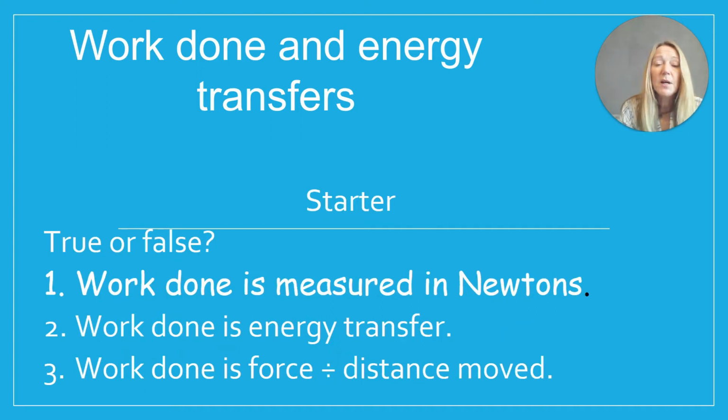So before we start, pause the video and just have a little go at these true or false questions. So work done is measured in newtons is a false statement. Work done is energy transferred, so it's measured in joules. And of course that makes the second statement true. Work done is an energy transfer. Work done is force divided by distance is a false statement, and you should be aware from previous videos that work done is force times distance moved.